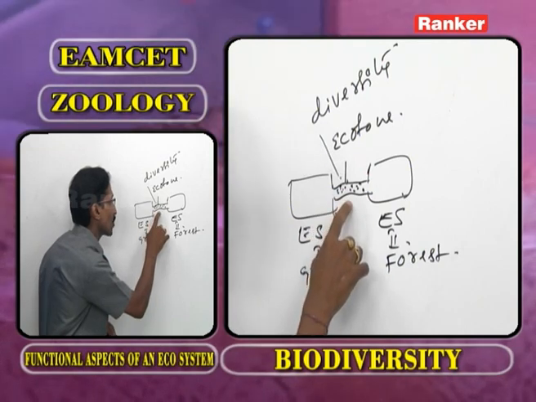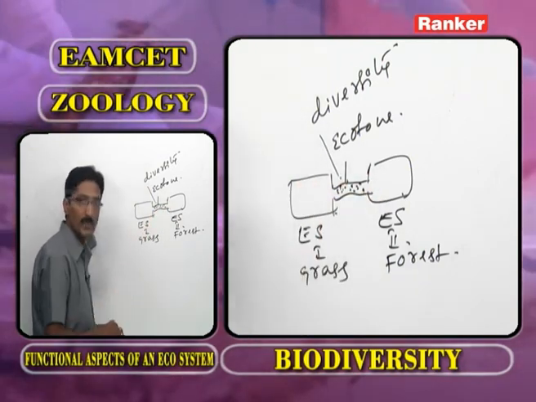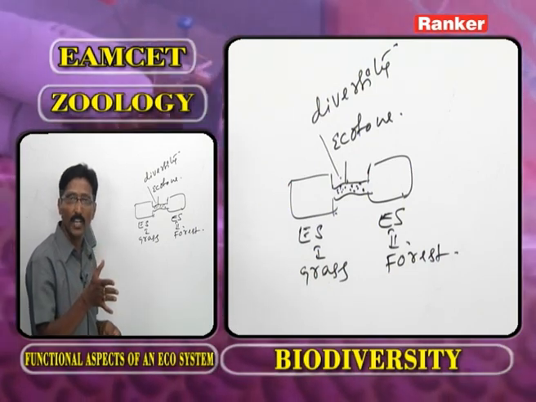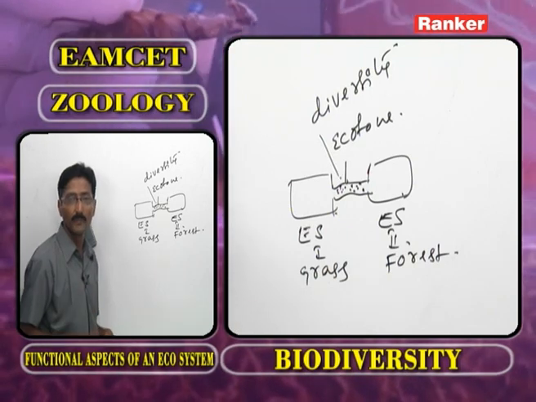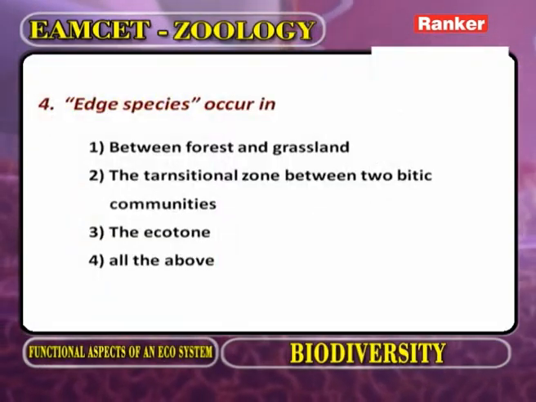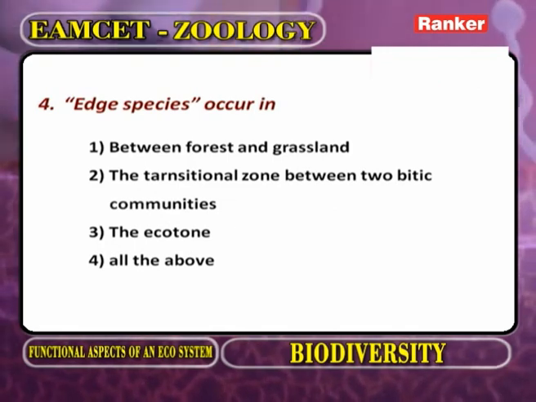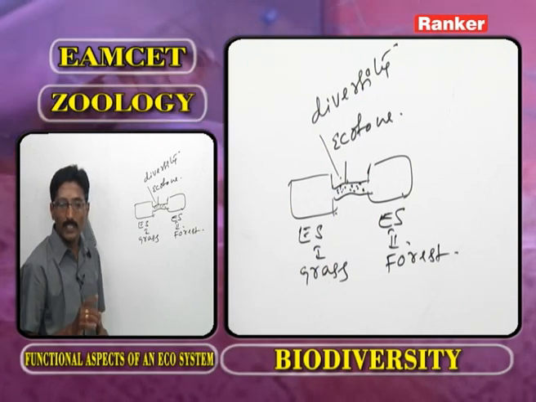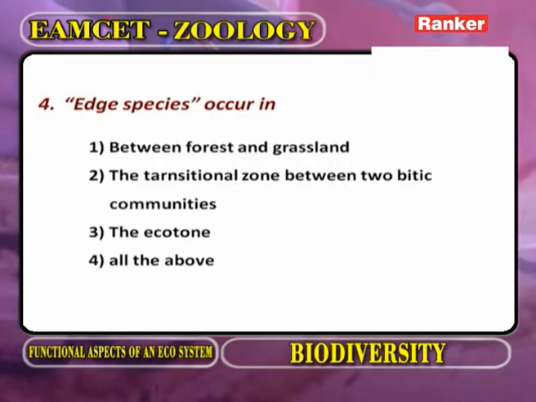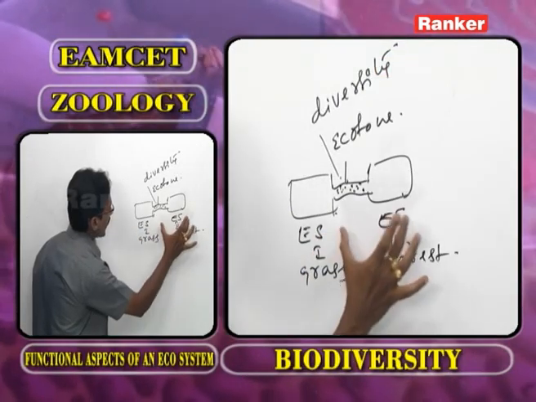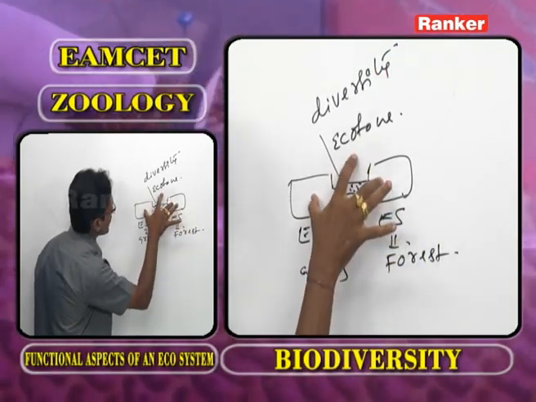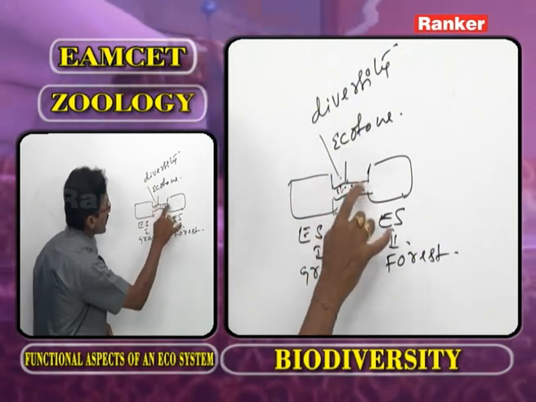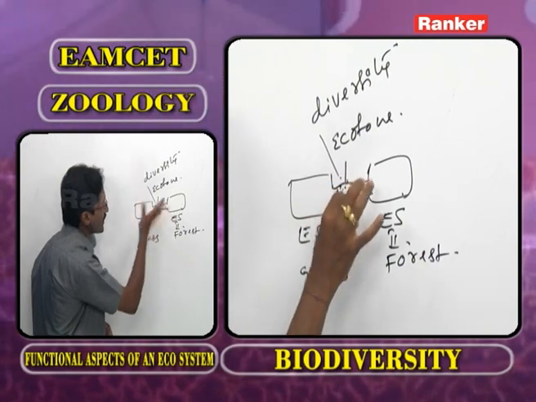Now in the ecotone, species of two ecosystems are present. That we call edge species. Such effect we call edge effect. Now edge species occur in between forest and grassland. Now this is one ecosystem, another ecosystem. Now the transitional zone between two biotic communities. This is one community, another community. In between, the transitional zone is called ecotone. In this ecotone, the species of both systems are present, edge species.